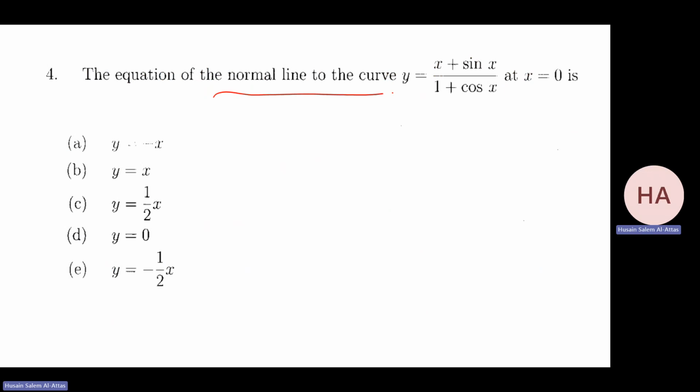The equation of the normal to this curve at x equals 0. Yeah, x equals 0 makes sense. So the same thing, m normal equals minus 1 over m tangent, minus 1 over f prime at 0. y prime will be what? 1 plus cosine x times 1 plus cosine x.